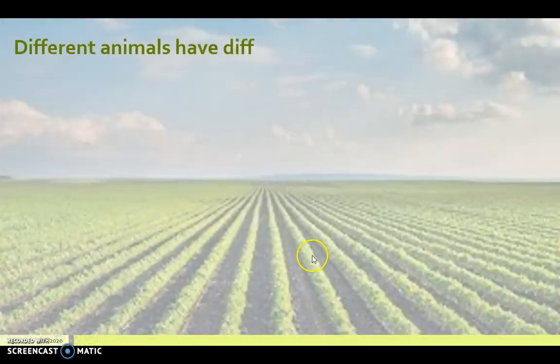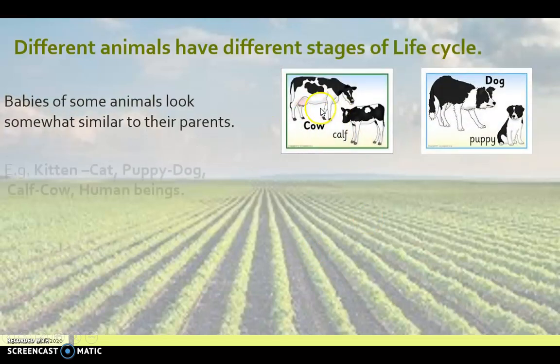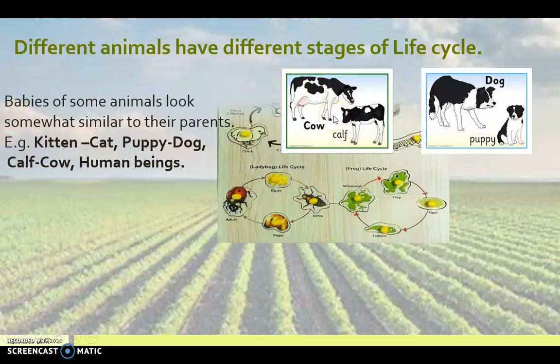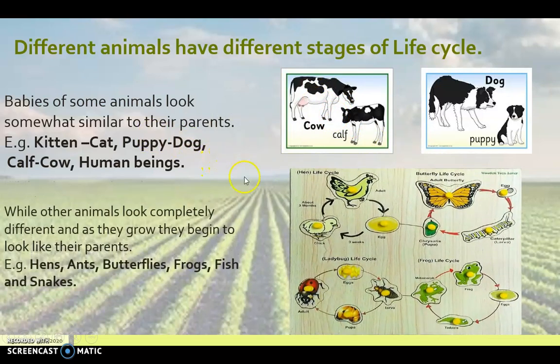Different animals have different stages of life cycle. The cow and the calf and the dog and the puppy look somewhat similar to their parents. We have other examples of cat and kitten and human beings too, while other animals look completely different, and as they grow they begin to look like their parents. For example, hens, butterflies, ants, frogs, fish and snakes.